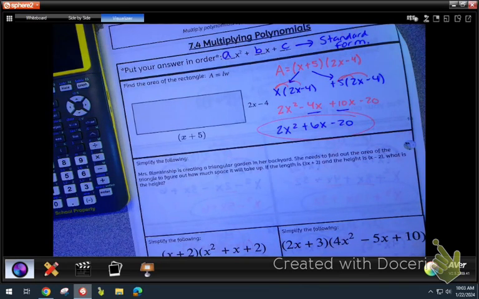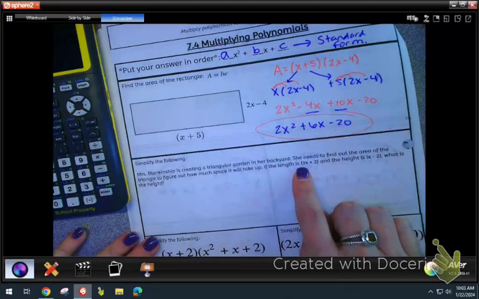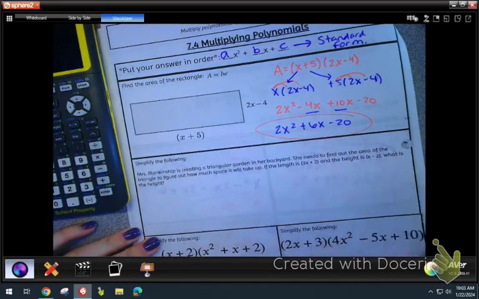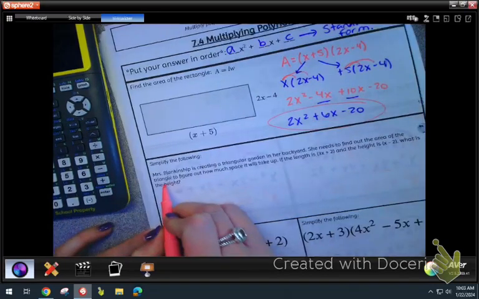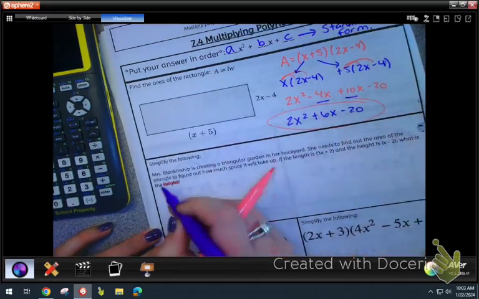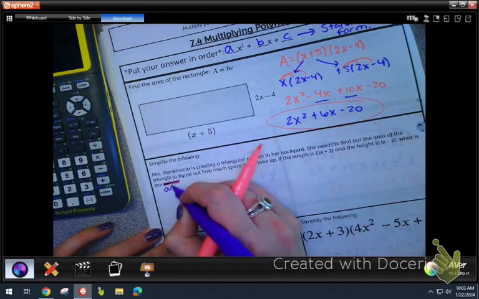So this time we're creating a triangular garden in the backyard. She needs to find out the area to figure out how much space it's going to take up. The length is 3x plus 2. The height is x minus 2. This is supposed to say what is the area. Go ahead and rewrite this.